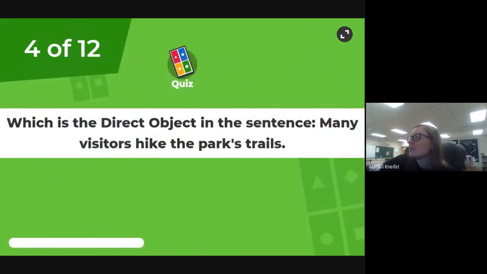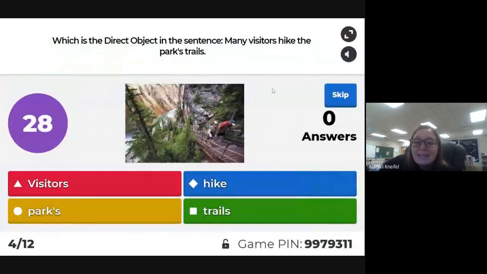Which is the direct object in this sentence? Many visitors hike the park's trails. Hike is our verb. What is hiked? Visitors hike park's trails. It's not hike because that's our verb. So what's being hiked?